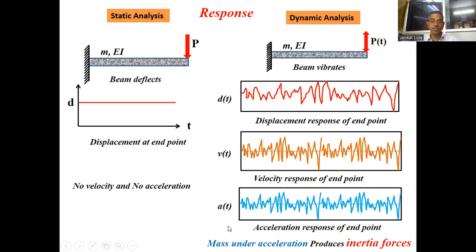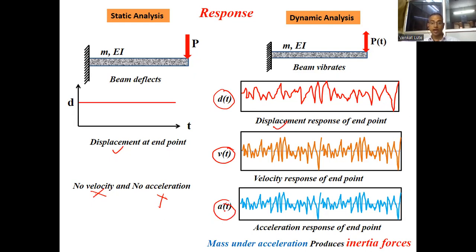Now the difference can also be seen with respect to the response obtained from the analysis. In terms of response, in the static analysis, what response do we get? In static analysis, we get only displacement; we don't get velocity and we don't get acceleration. Whereas in the dynamic analysis, we get displacement with time, velocity with respect to time, and acceleration with respect to time.